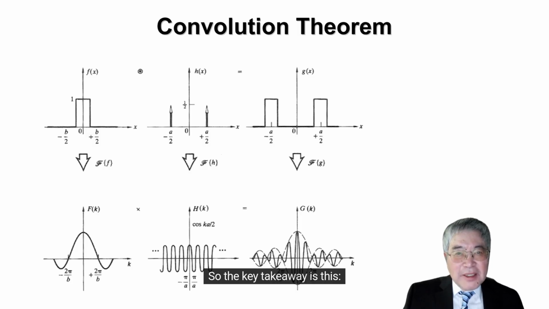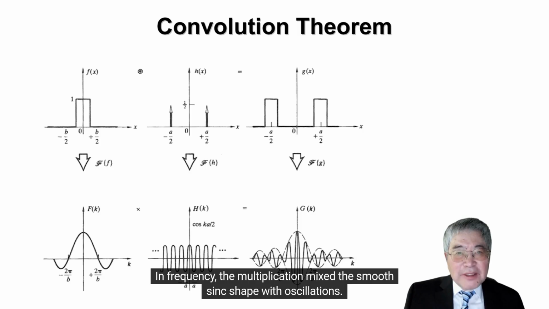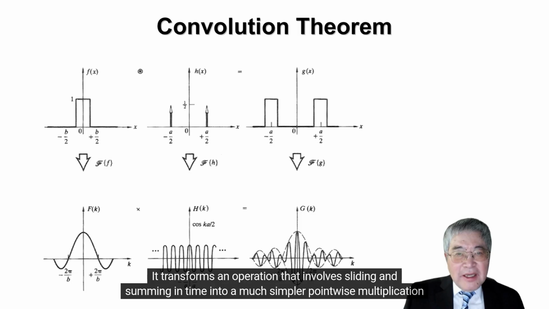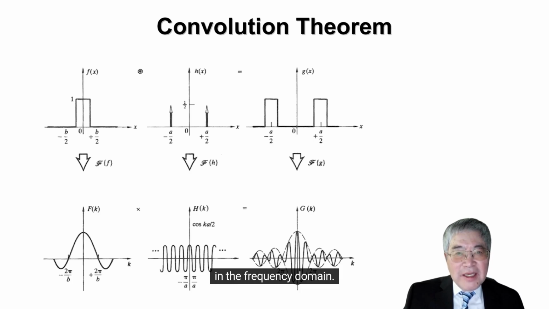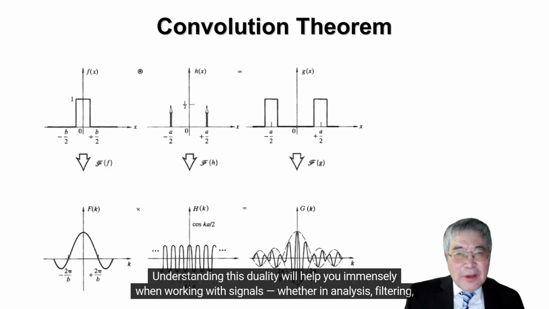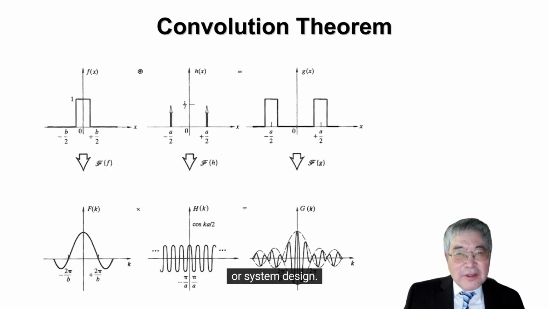So the key takeaway is this. In time, the convolution added and shifted the pulses. In frequency, the multiplication mixed the smooth sinc shape with oscillations. This is a perfect visual illustration of what the convolution theorem does. It transforms an operation that involves sliding and summing in time into a much simpler pointwise multiplication in the frequency domain. Understanding this duality will help you immensely when working with signals, whether in analysis, filtering, or system design.